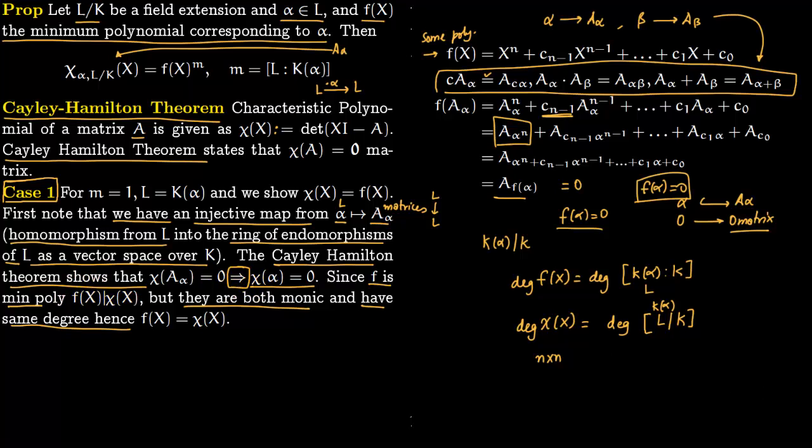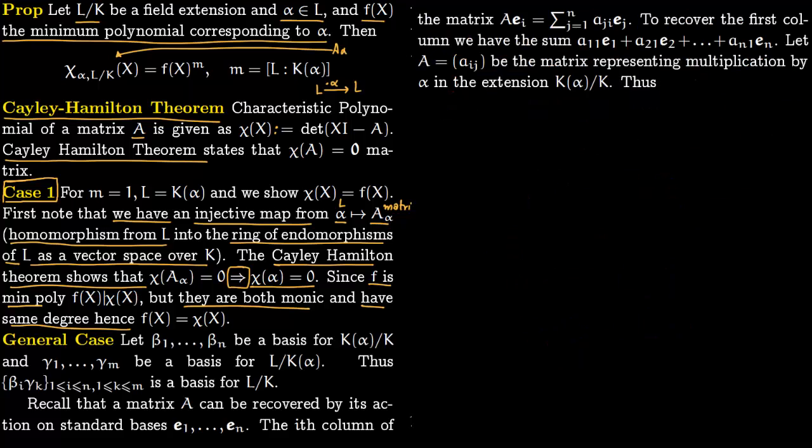So now we talk about the general case. In the general case, let beta 1 to beta n be the basis of K alpha over K, and gamma 1 to gamma m be the basis of L over K alpha. Then you can say beta i gamma k, where i goes from 1 to n and k goes from 1 to m, is the basis of L over K. This is precisely like in Galois theory, when we construct a field extension and we construct another field extension on top of it. So this is the basis we get.